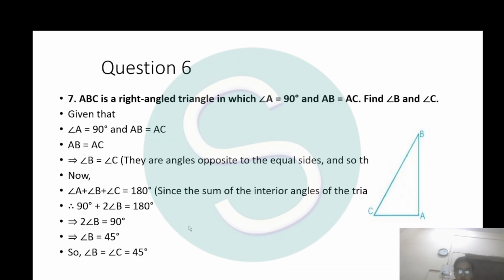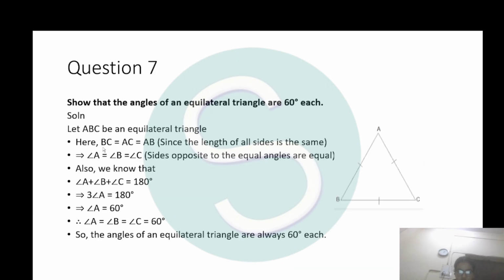Now, we have proved that these three angles are equal. By angle sum property of a triangle, we know angle A plus angle B plus angle C equals 180 degrees. So if these are equal, I can write B and C as A, right? Because they are equal to A only. So 3 times A equals 180 degrees, so A equals 60 degrees. So this implies A, B and C all equal 60 degrees, which we were supposed to prove. Hence, the angles of an equilateral triangle are always 60 degrees.